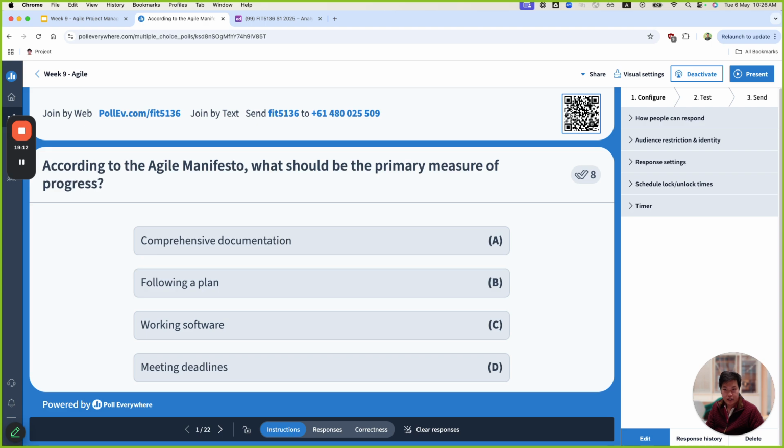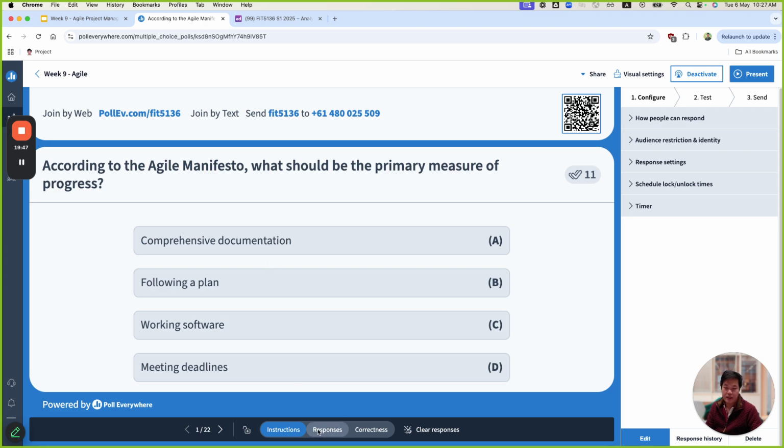So according to the Agile Manifesto, what should be the primary measure of progress? We need 10 responses. I mean, if you want to attend the lecture and just listen, it is okay. But what you will miss is that you will not really know whether you have the right understanding or not. So let's see the response.